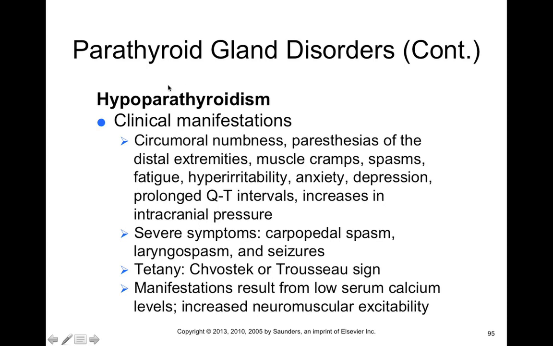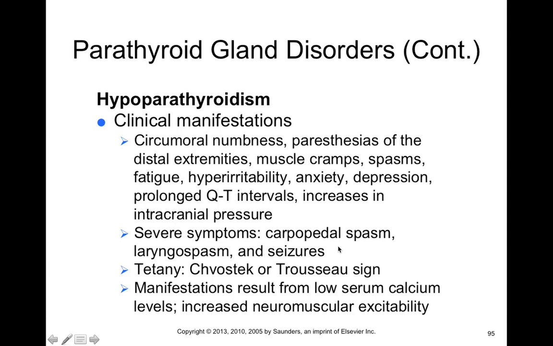Now, the clinical manifestations of hypoparathyroidism are all those things you'd expect to see with hypocalcemia, right? So increased neuromuscular excitability. You're going to see things like circumoral numbness, paresthesias, muscle cramps, spasm, hyperirritability, anxiety, depression, prolonged QT intervals, and increases in intracranial pressure due to high blood pressure. Makes sense from increased neuromuscular excitability.